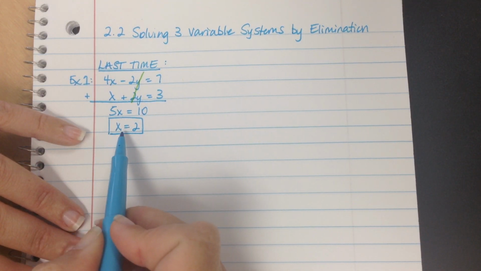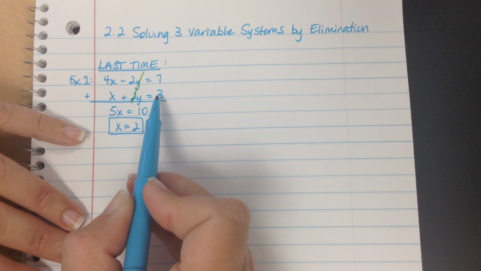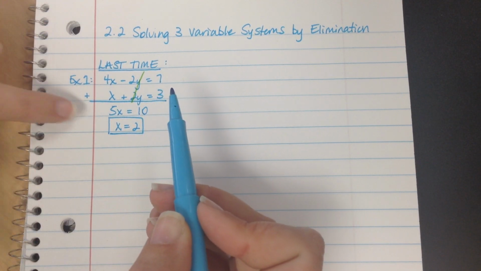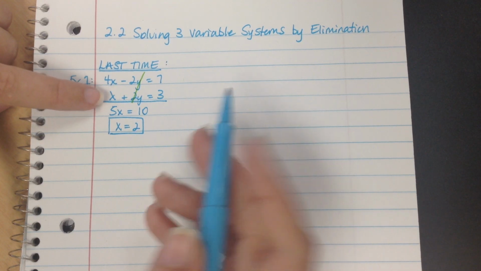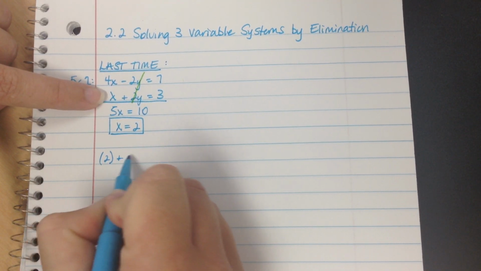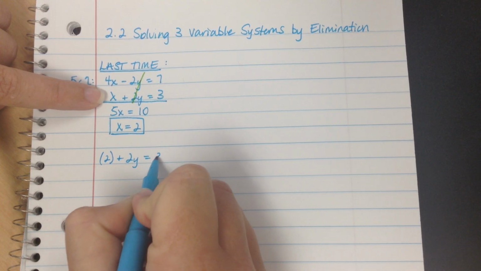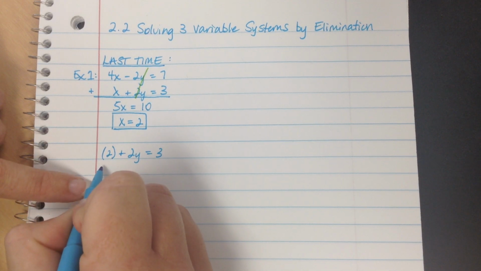Once you've found one of your variables, you can plug back into either of the original equations. It doesn't matter which one. I like to choose the one that seems easier to me. In this case, x is already by itself. I'm going to go with that one. So for x, I'm going to put in a 2: 2 plus 2y equals 3. And now I can solve for y, so I'll subtract my 2 from both sides.